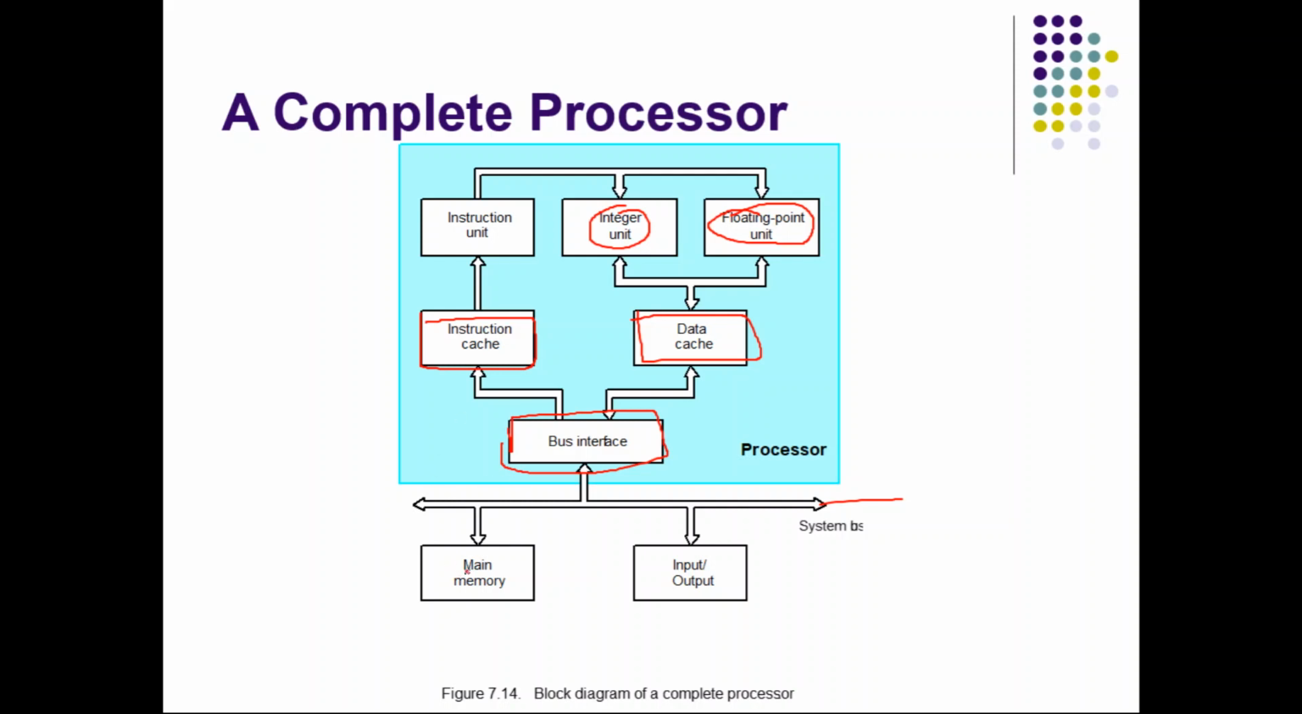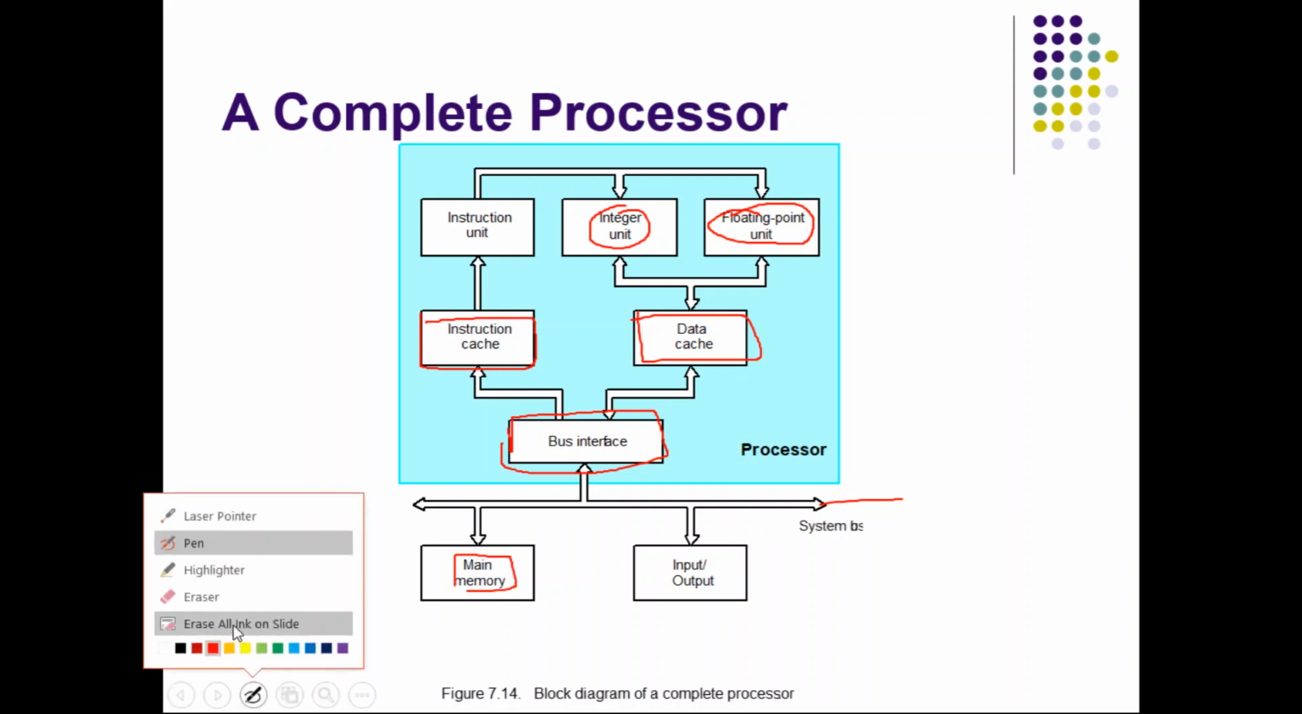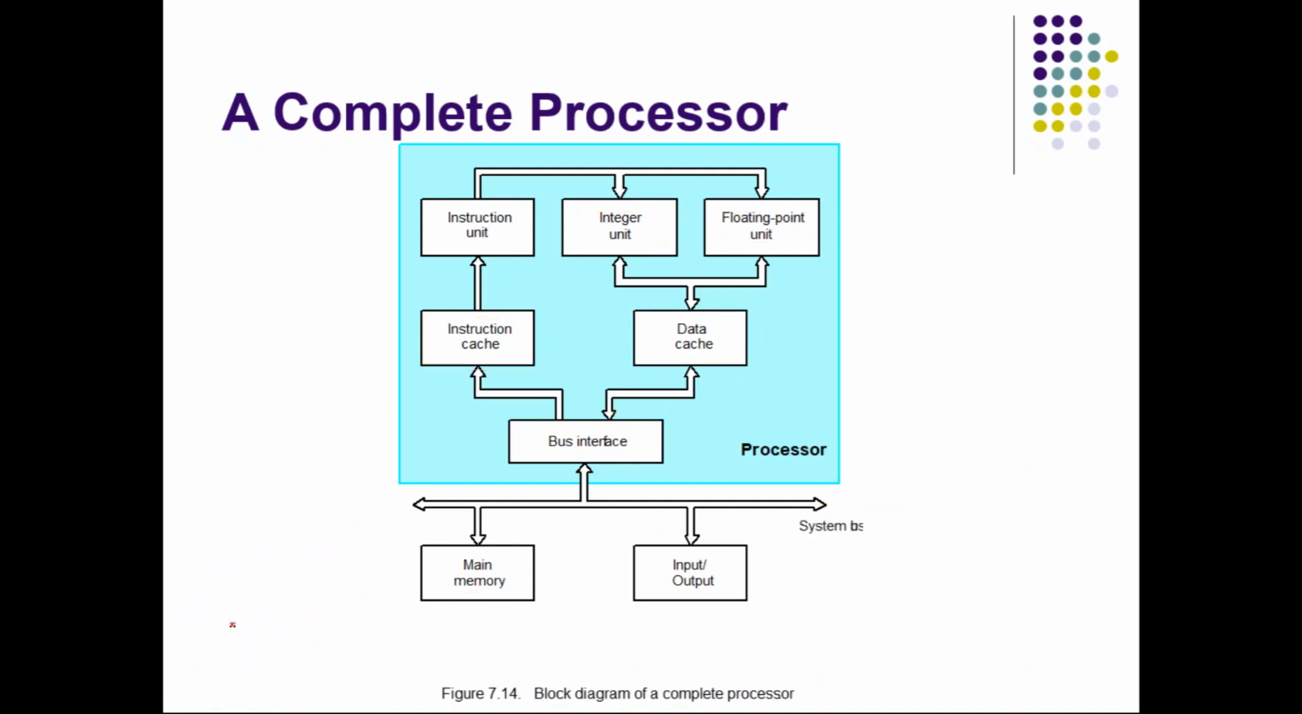And this is the main memory which is connected to the external bus, and these are the IO devices. So this is a more detailed view of the processor organization. Fine, so that's it about hardware control. Let us stop here for this lecture. Thank you.